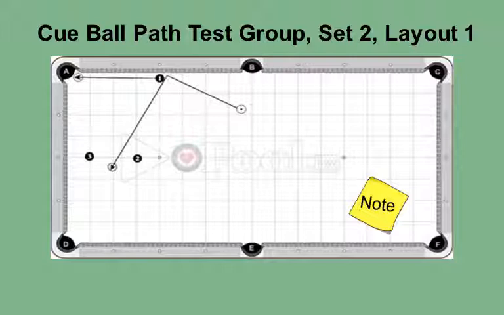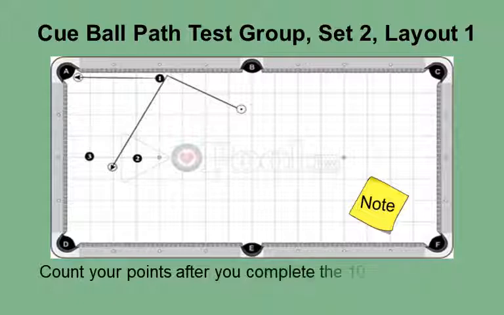Do some experimentation with this. Besides running English, you can also use low left spin. Also shoot this with different speeds. You need to know the results of a variety of speeds and spins. It will be important to know what happens. Count your points after you complete the 10 shots for this layout.